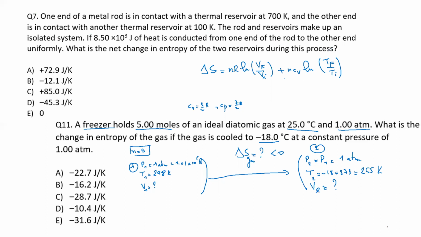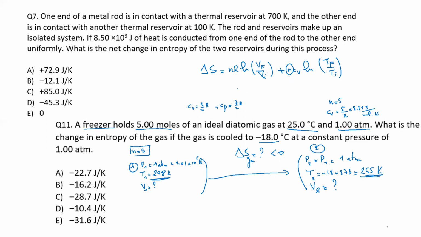So here, what do I know? Of course, I know N. N is equal to 5. CV, I know it. CV is 5 divided by 2 R, where R is 8.31 joule per mole per Kelvin. Now, what is T final? Well, T final is just this, T2. What is T initial? T initial is this. So this part, I know it already.